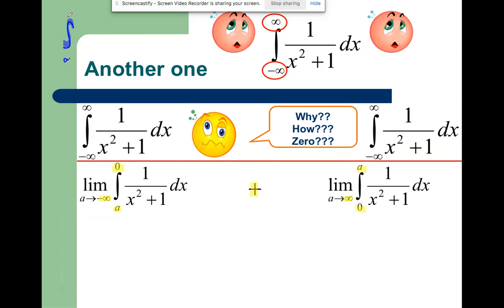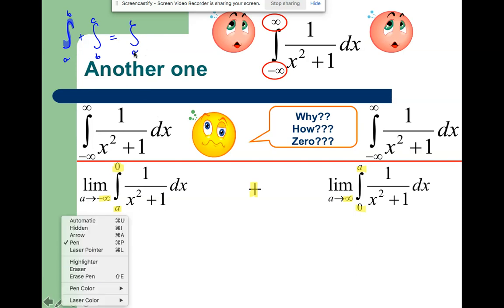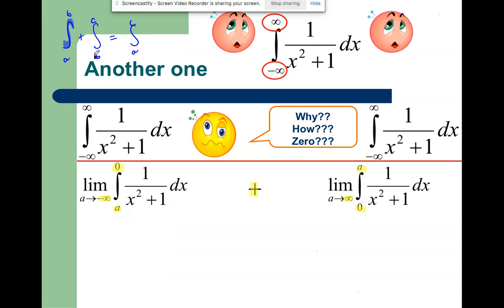The integral from A to B plus the integral from B to C is the integral from A to C, right? So if you're going to break up an integral that goes from A to C, and for me, that's negative infinity to infinity, I'm going to break it up somewhere. Why wouldn't I break it up at 0, since I'm going from negative infinity to infinity anyway? So now I've just got 2 improper integrals. This is a nice one because I can practice.